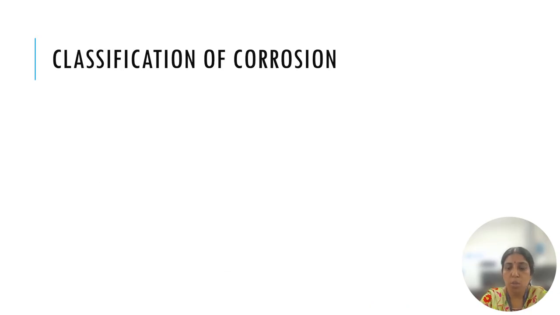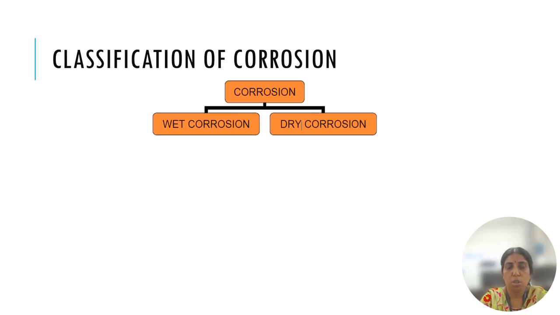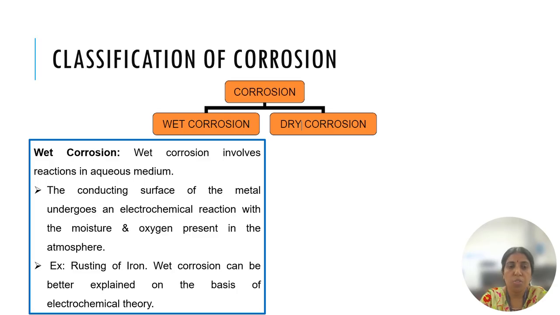Now, next coming to the classification of corrosion. We can classify corrosion in two forms. One is wet corrosion, the next one is dry corrosion. Wet corrosion, as the name says, involves the reaction in an aqueous medium. The conducting surface of the metal undergoes electrochemical reaction in the presence of oxygen or moisture present in the atmosphere. Example, rusting of iron. Both mechanisms of corrosion are because of wet corrosion in the presence of an aqueous medium. Most of our corrosion comes under the category of wet corrosion.